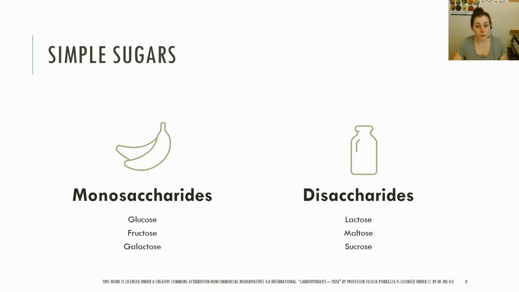Let's talk about simple sugars, which includes monosaccharides and disaccharides. Monosaccharides, or single sugars, include glucose, which is the sugar circulating in your bloodstream, fructose, which is found in fruits, vegetables, honey, and high fructose corn syrup, and galactose, which is primarily found in milk and dairy products.